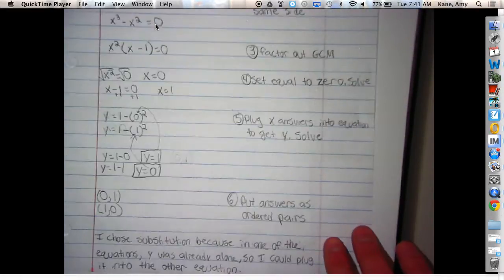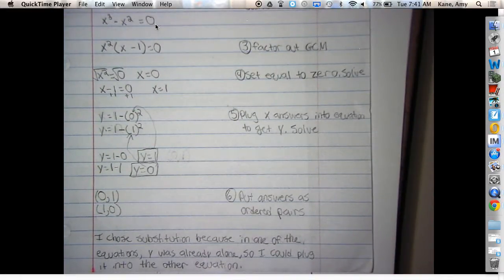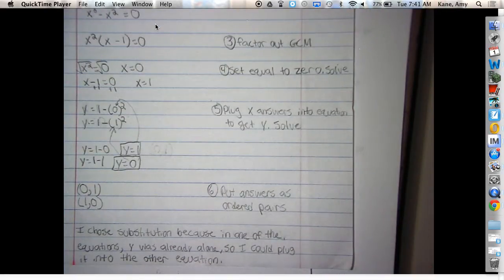And then I chose substitution because in the equation y was already alone, so I could plug it into the other equation. So that one was the one that you could use the substitution for. The other two in that section were graphically.